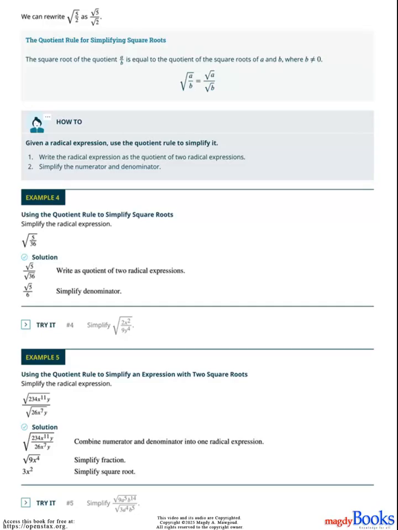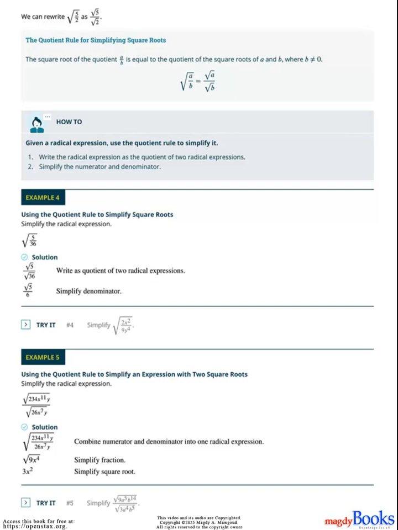Square root of 2x squared over 9y to the 4th power. Example 5. Using the quotient rule to simplify an expression with two square roots. Simplify the radical expression: square root of 234x to the power of 11 y over square root of 26x to the power of 7 y.